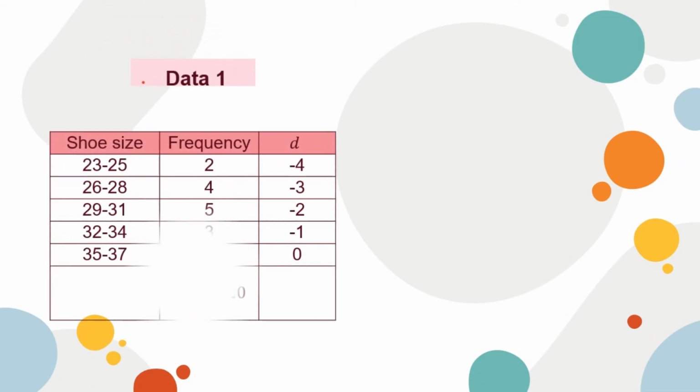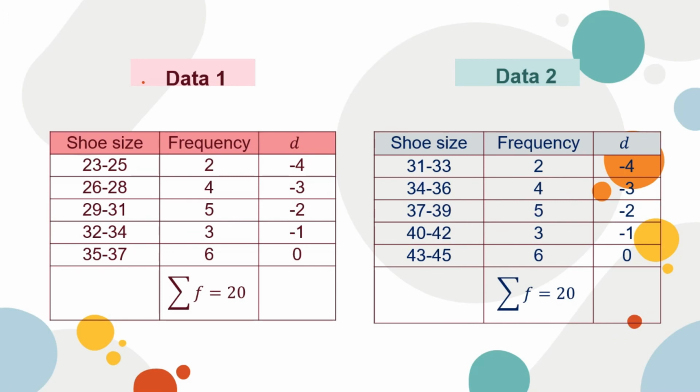Now, we look at data number 1. In this data number 1, the value D equals 0 is in class 35 until 37 because the biggest frequency is in that class. Now we look at data number 2. In data number 2, the value of E equals 0 is at 43 until 45 because the highest frequency is in that class.